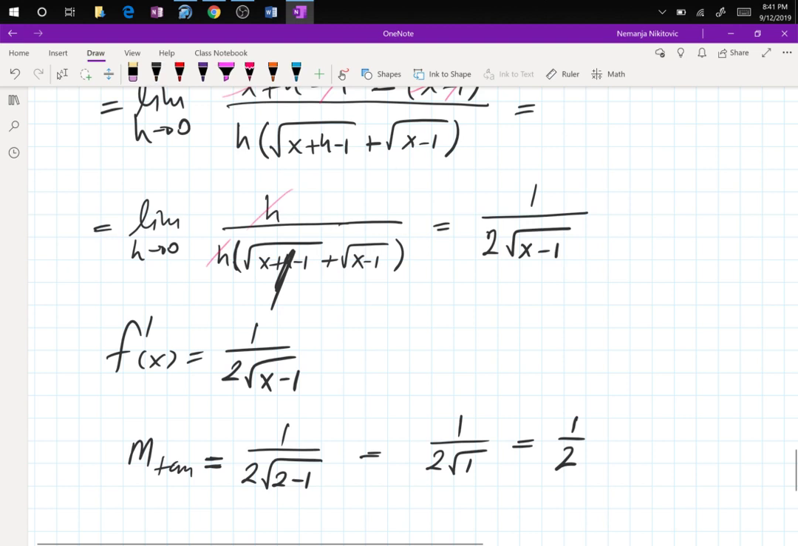So once you are at this point where there is no more h in the denominator because it canceled over here, you will still have the h here, but that h goes to 0. So when that h goes to 0, I just have square root of x minus 1 plus square root of x minus 1, which gives me 2.